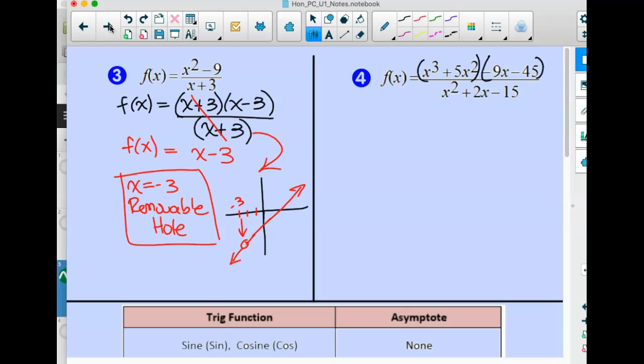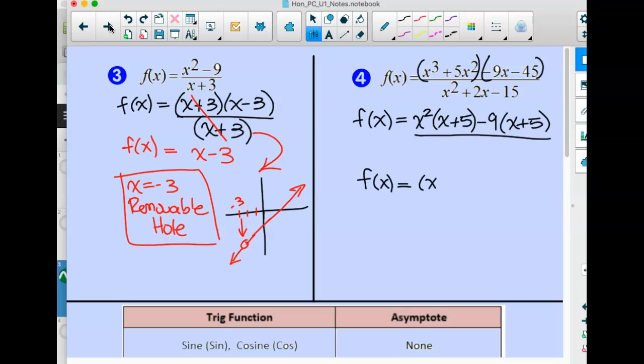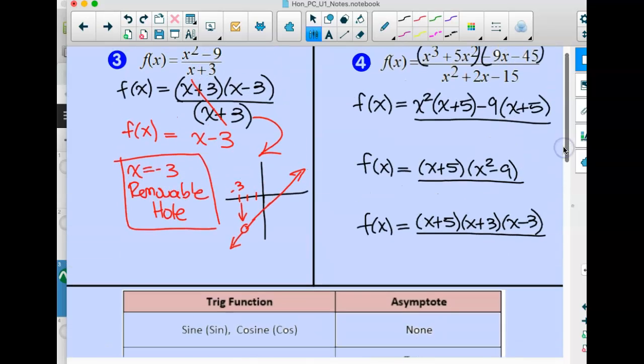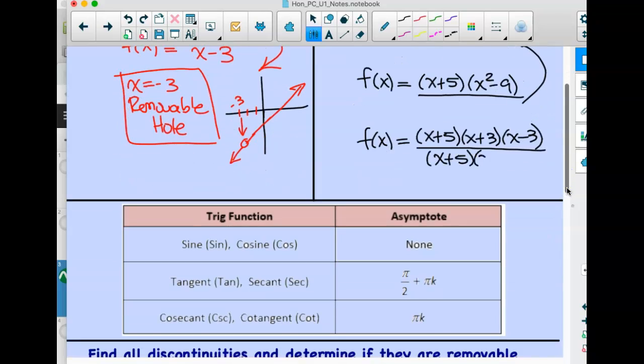That's why it's removable. For number 4, to factor the top, we're going to group it. We're going to factor x squared out and get x plus 5. The second 2 terms, we're going to get negative 9 and x plus 5. I'll help you with the factoring a little bit if you need that. Then we'll factor the x plus 5 out, and we have x squared minus 9. I'm just doing the top first. So it's x plus 5 times x plus 3 times x minus 3. Now let's factor the bottom. That's just going to be x plus 3, x plus 5, and x minus 3. And you'll notice you cancel out, or remove, 2 factors.